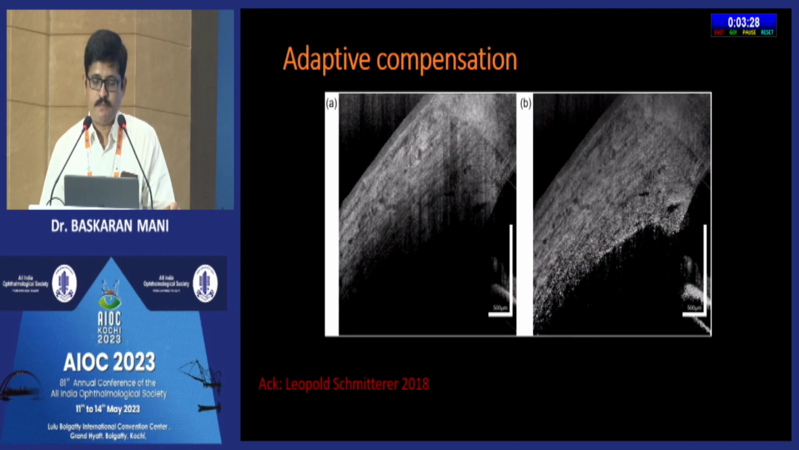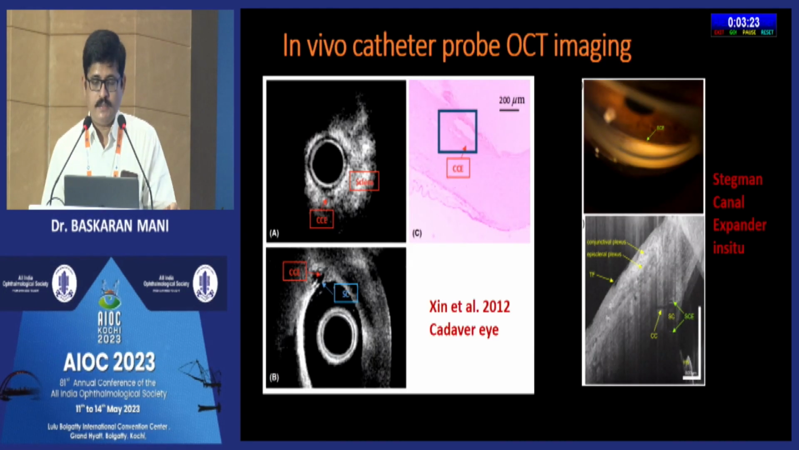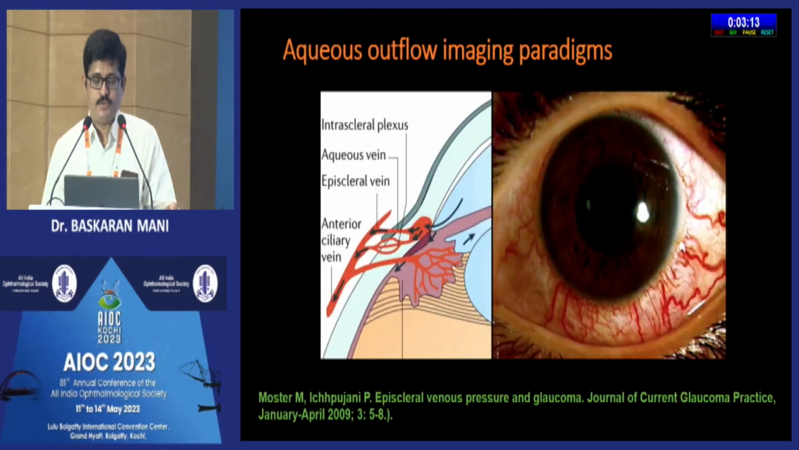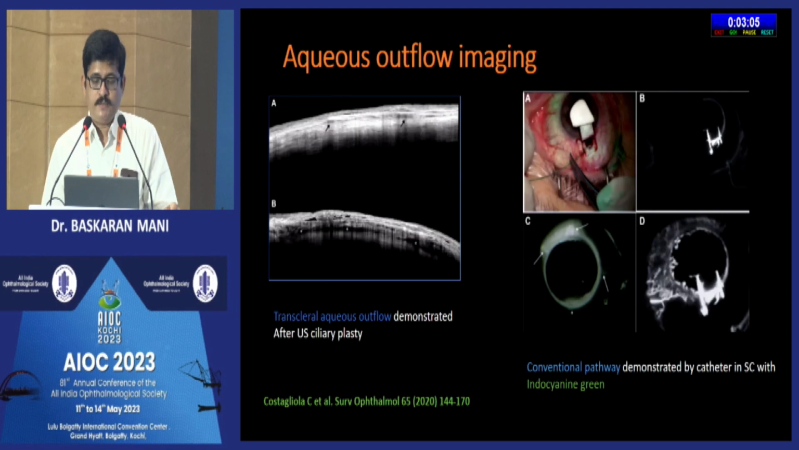but we can also see some of these nice Schlemm's canal in these. And some of this in vivo catheter probe OCT imaging also is coming up. Hopefully, that will give some insights into the basic nature of the Schlemm's canal and the collector channel flows. Coming to that, the aqueous outflow imaging paradigms are evolving actually. So, looking at the aqueous vein and episcleral vein, and this is looking at the transscleral aqueous outflow post cyclo-plasty. You can see that with the high resolution ASOCT, some pockets of fluid are formed in the sclera to show that there is a transscleral aqueous pathway.